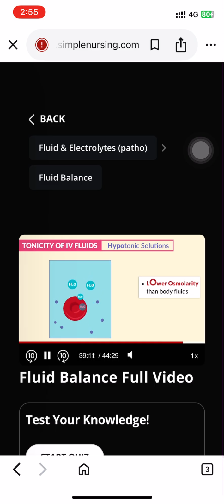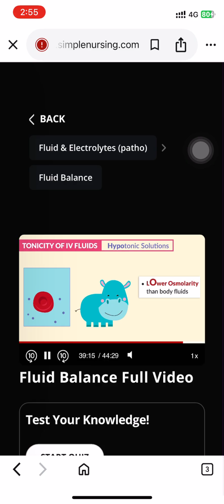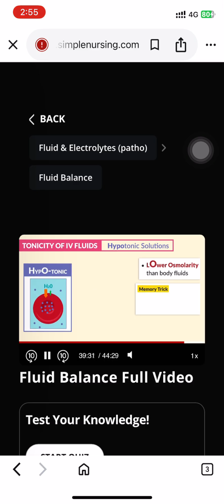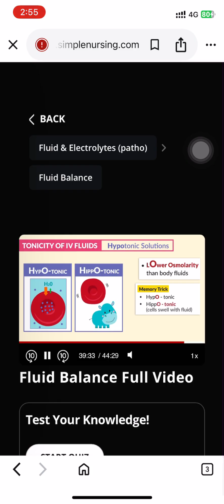So just look at the O's here with the hypo and the lower osmolality. So fluid is drawn into the cell via osmosis to make balance, causing the cells to swell up like a big fat hippo in hypo, or as I call it, hypotonic solutions. Therefore, these solutions should be given slowly to prevent cellular edema, basically cellular swelling. So for the memory trick, for hypotonics, think hippotonics. Cells swell with fluid like a big ol' hippo.